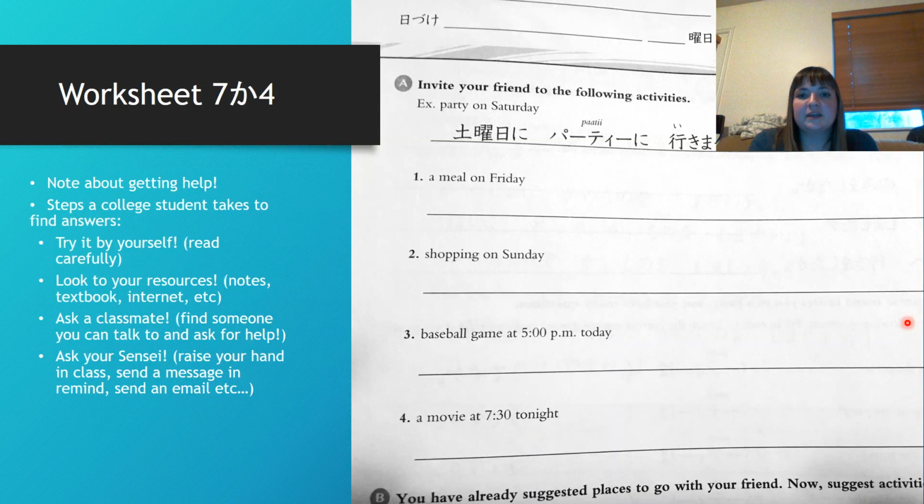So really quick, here's the first part. Just as a reminder, kind of about getting help. If you're a college student, these are some ways that college students usually learn to find answers, right? So number 1, make sure you try it by yourself before you give up, okay? And part of that is making sure you read the directions carefully on your worksheets, okay? And look at these. All of these have examples on them. So look at the example if you're stuck, okay?